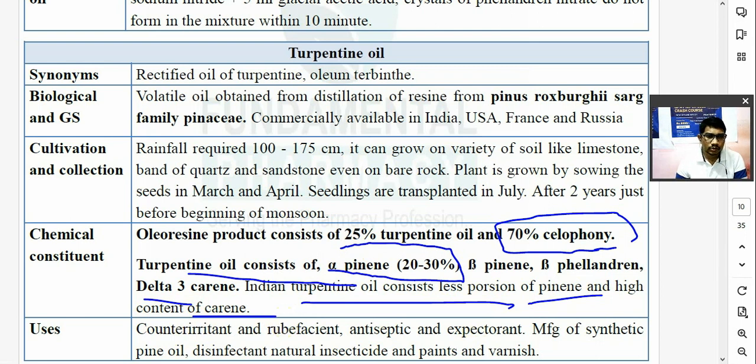What is the use of turpentine? It is a counter irritant and rubefacient, antiseptic as well as expectorant. It is used in the manufacturing of synthetic pine oil. It is a disinfectant and a natural insecticide. It is used in paints and varnishes. That is the use.